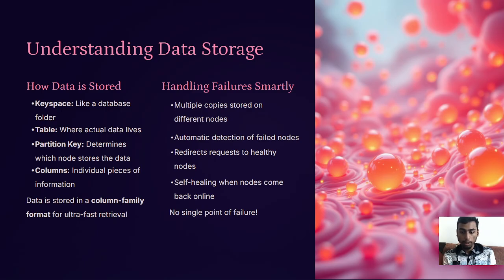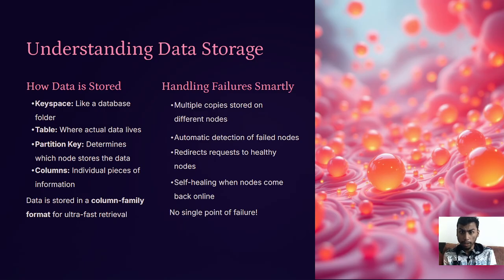Previously we read about types of NoSQL databases, in which we learned that Apache Cassandra is a column family database. So in a column family we store data in the form of columns. So here in the columns, individual pieces of information are stored.